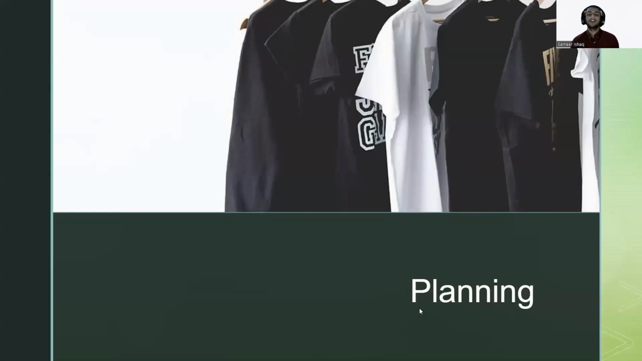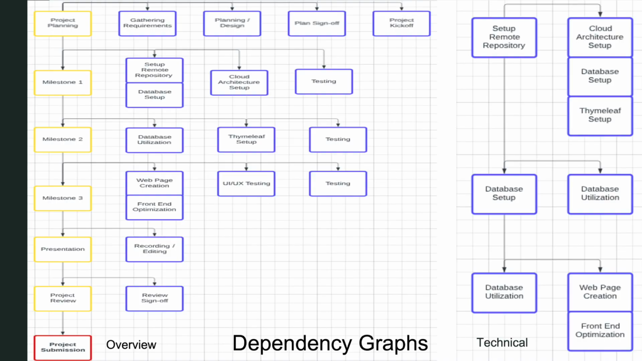I am the planning manager for the Green Goblin Team, and I'm just going to show you our overview for our project so you can see from start to finish how we are going across this. So these are our dependency graphs. As you can see for our overview, planning goes all the way down to project submission.